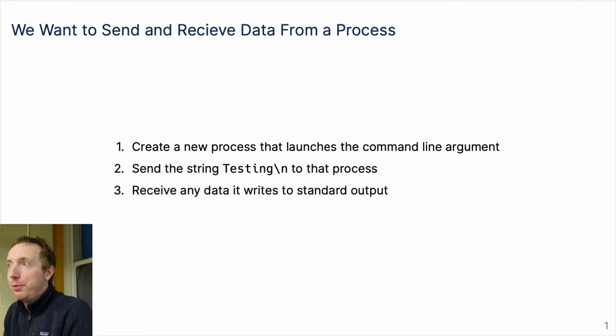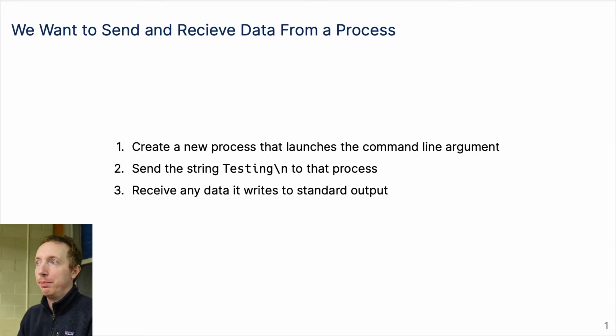We want to create a new process. We want to receive any data it writes, and it's just going to write data as standard input. And since we can play around with file descriptors, we should have an idea what to do. And then last one, we want to send a string "testing" to that process. So what would our first step be here?